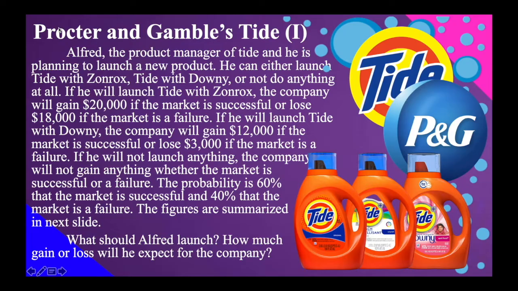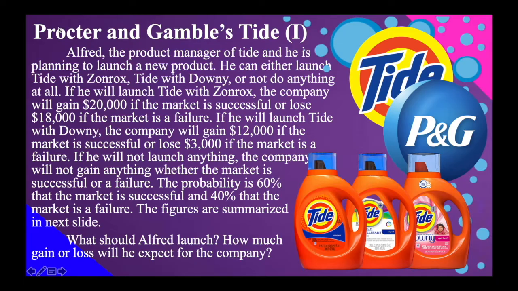If he will launch Tide with Sunrocks, the company will gain $20,000 if the market is successful, or lose $18,000 if the market is a failure. If he will launch Tide with Downy, the company will gain $12,000 if the market is successful, or lose $3,000 if the market is a failure. If he will not launch anything, wala siyang gagawin, do nothing, the company will not gain anything whether the market is successful or whether if the market is failure.